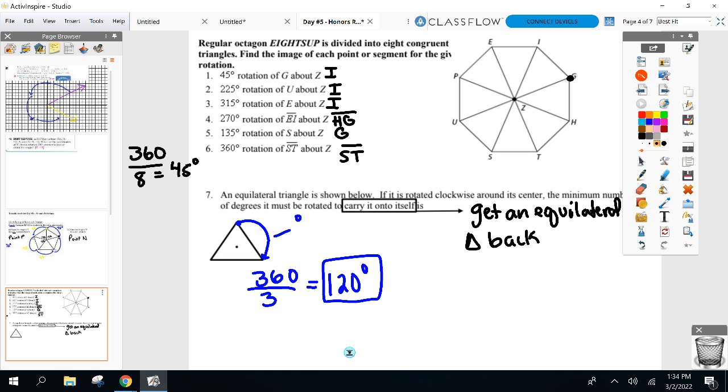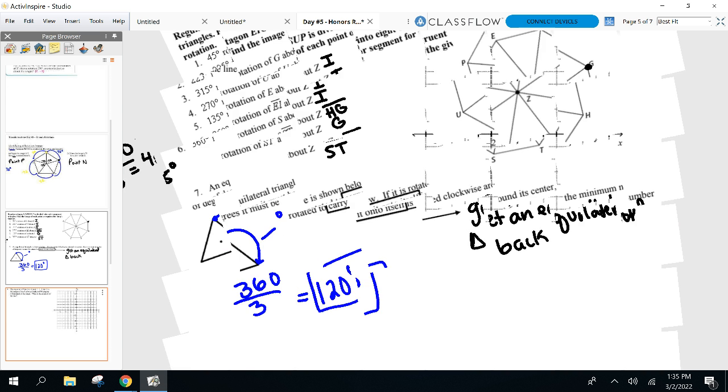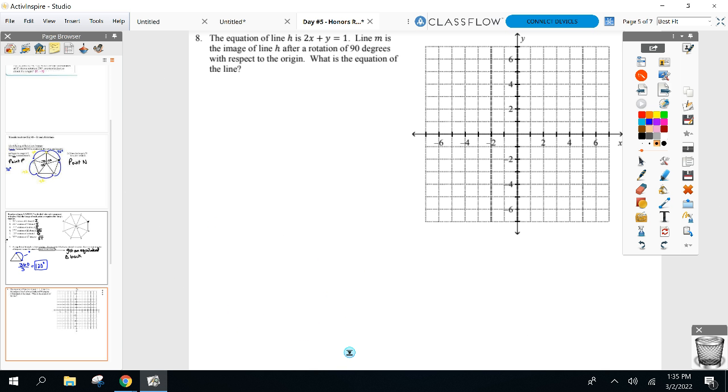All right, so you guys seem okay rotating points. Can I rotate a full line on a graph? Ooh, this is going to get good now. I want to take this line right here, 2x plus y equals 1, and I want to rotate it 90 degrees. What's the equation of the new line?